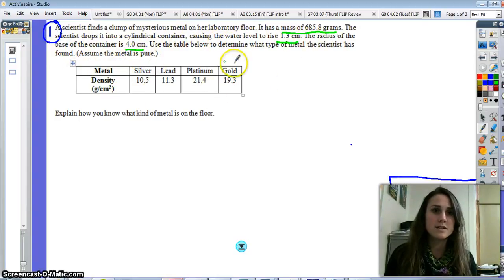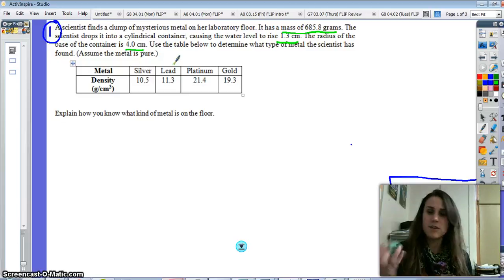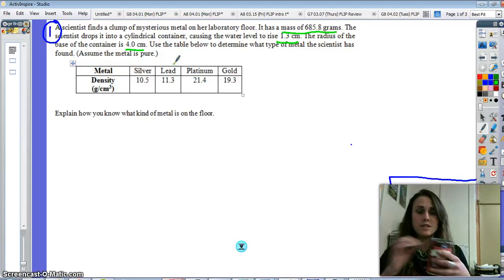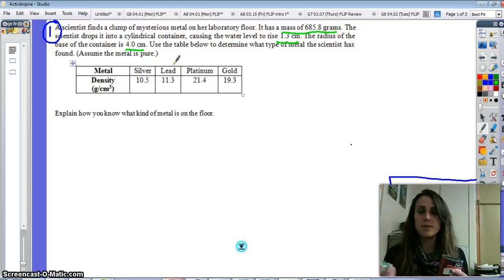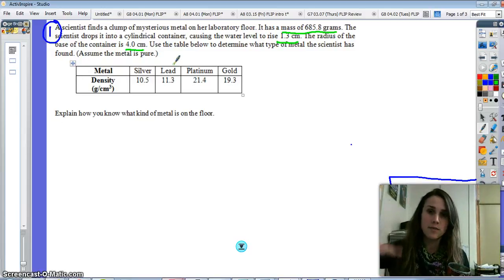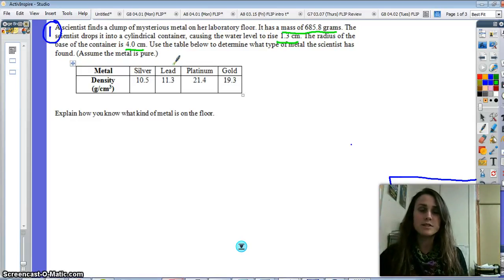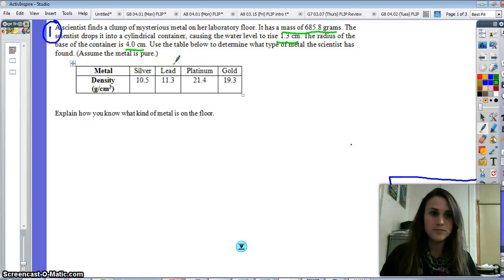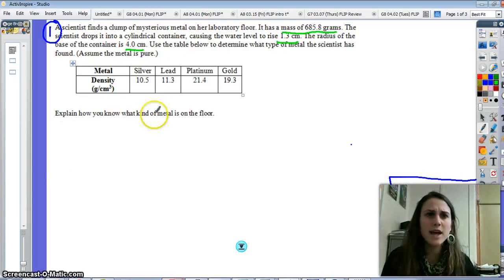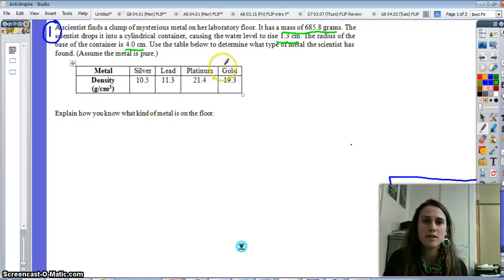So I'm using this table, and I'm trying to figure out what type of metal I've dropped into this cylindrical container based on the displacement. Displacement, remember, is when we drop something into a container, it causes the water level to rise. Think of yourself getting into the bathtub. The water level rises. The volume of the water that rises is congruent to your body's volume. And we're supposed to explain how we know what kind of metal is on the floor.